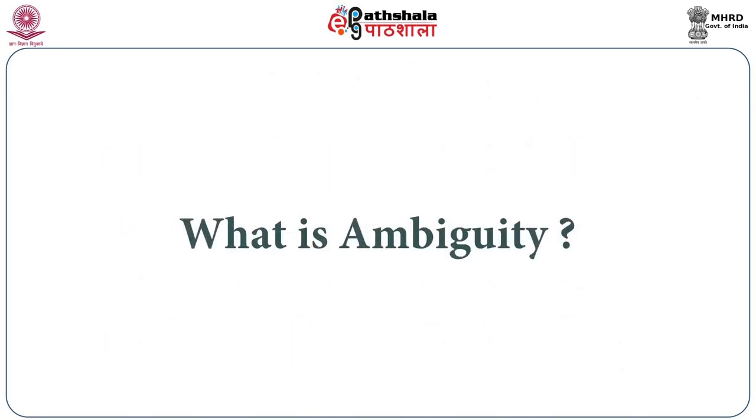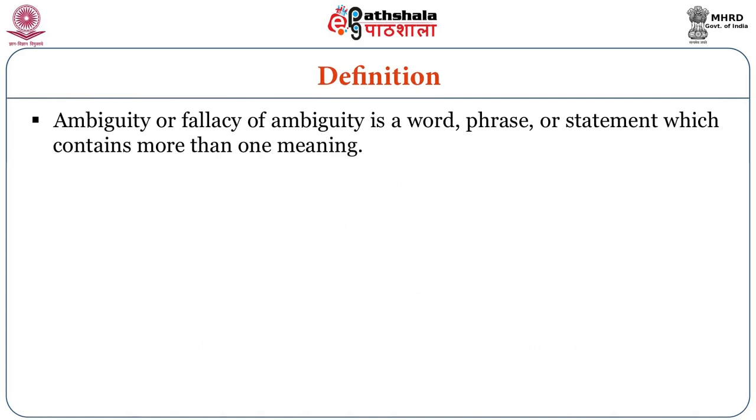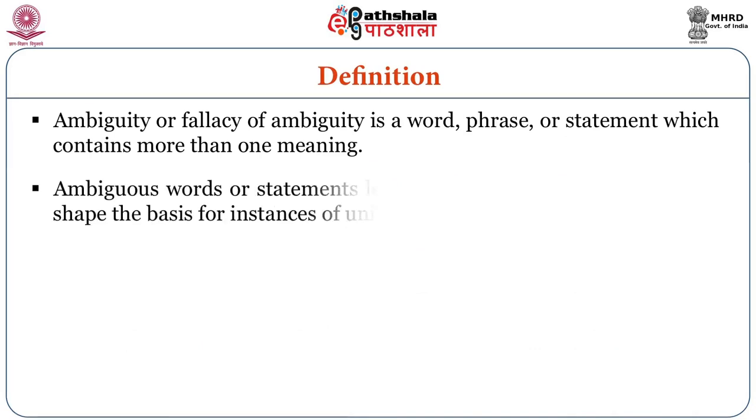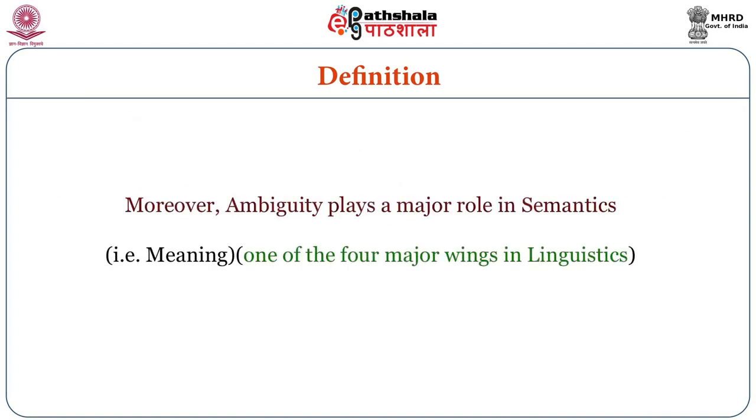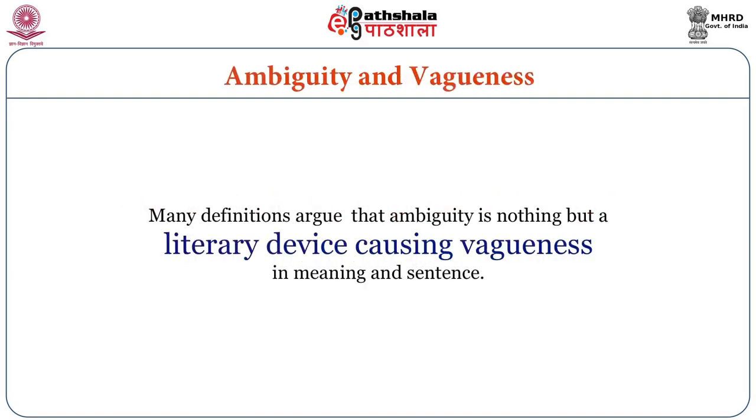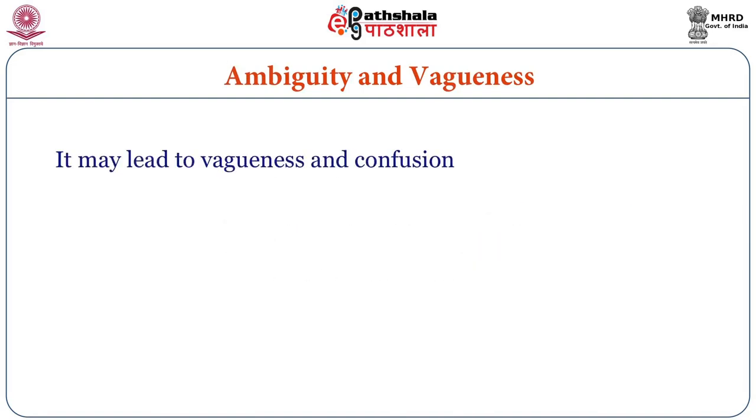Let's define ambiguity. Ambiguity or fallacy of ambiguity is a word, phrase, or a statement which contains more than one meaning. Ambiguous words or statements lead to vagueness and confusion and shape the basis for instances of unintentional humor. Moreover, ambiguity plays a major role in semantics, that is meaning, one of the four major wings in linguistics. Many definitions argue that ambiguity is nothing but a literary device causing vagueness in meaning in sentences. It may lead to vagueness and confusion, but there is a slight difference.